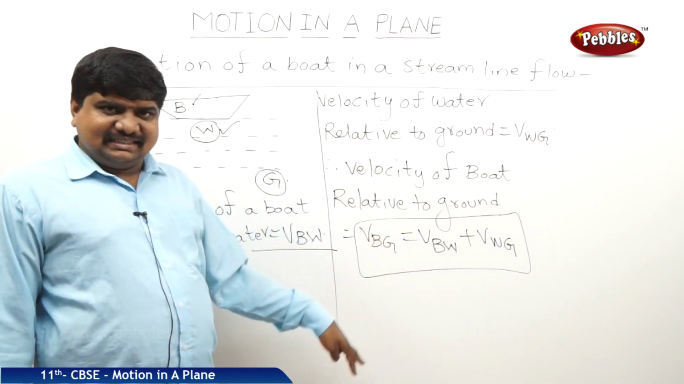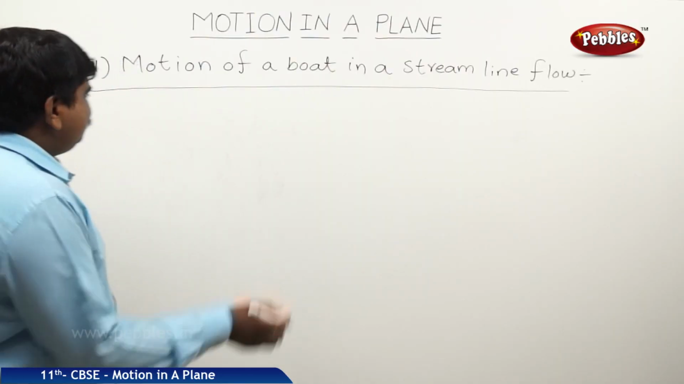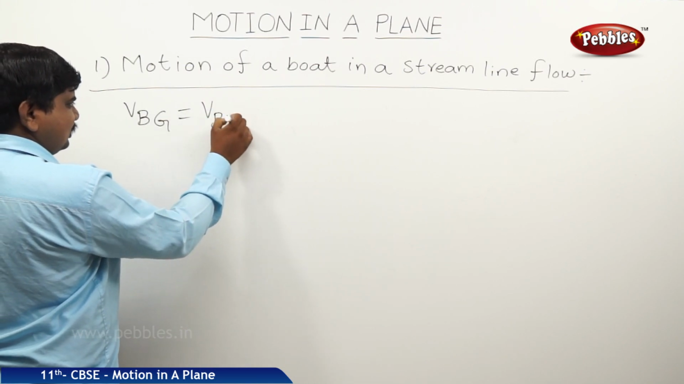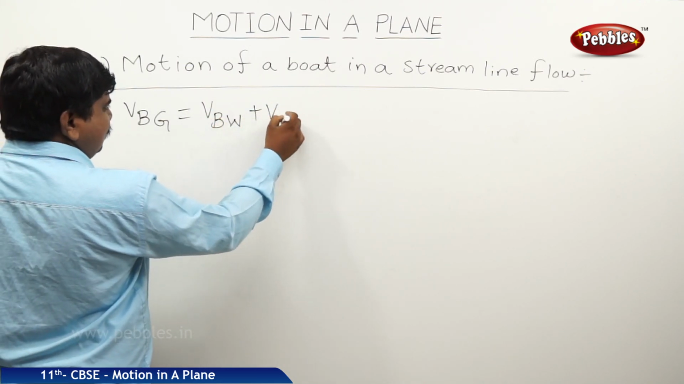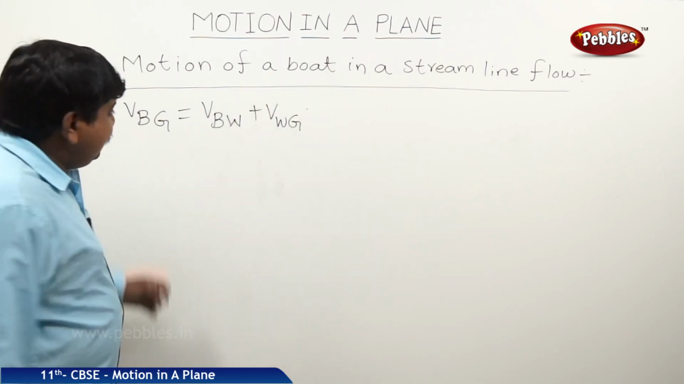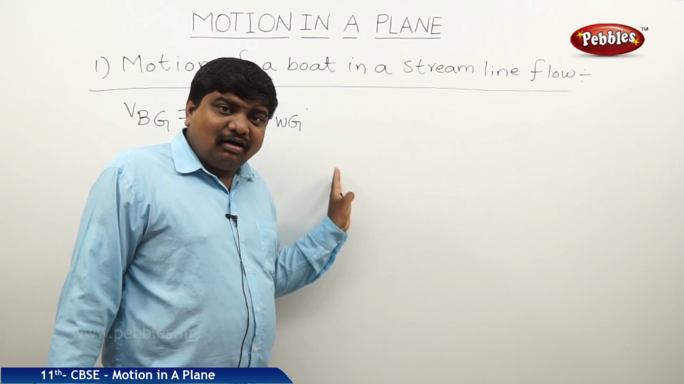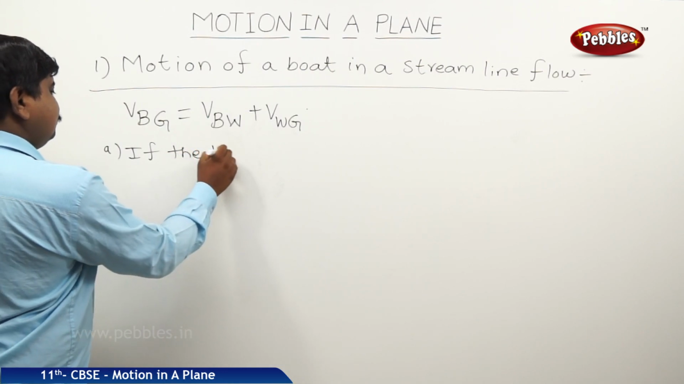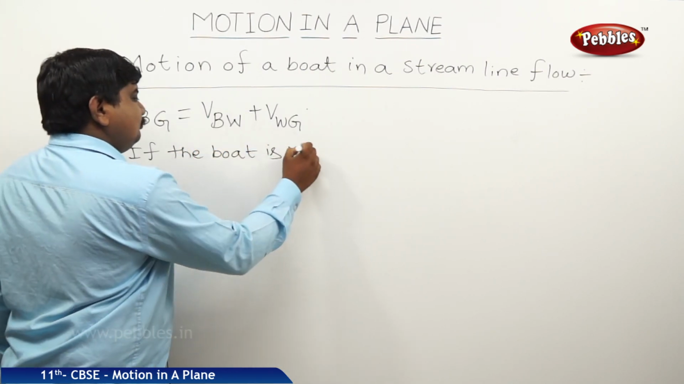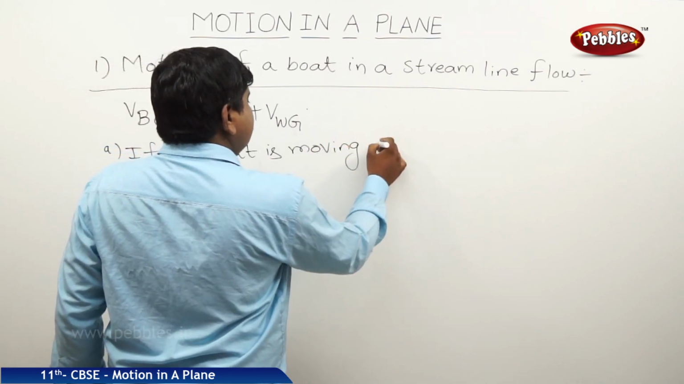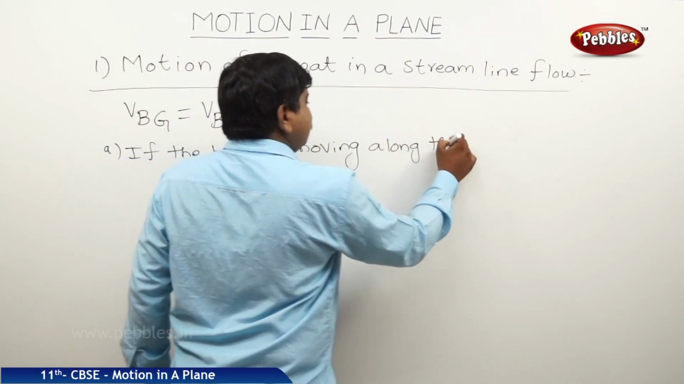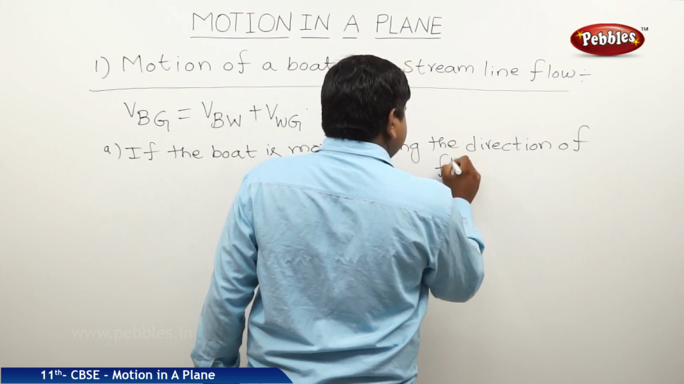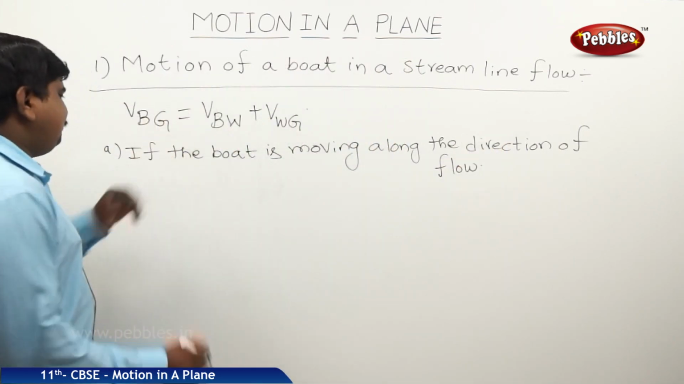Now we will see the special cases in this question. So, as we know that velocity of boat relative to ground is velocity of boat relative to water plus velocity of water relative to ground. If the boat is moving along the direction of flow, then this equation will stay same.